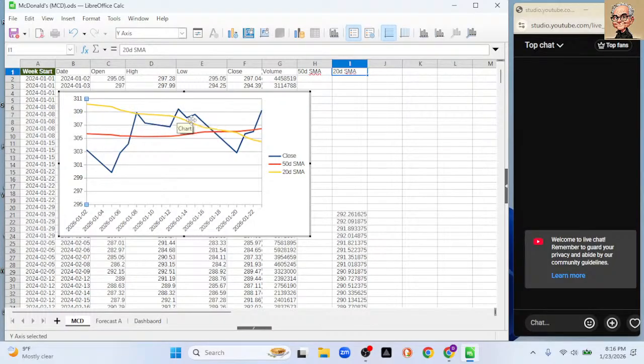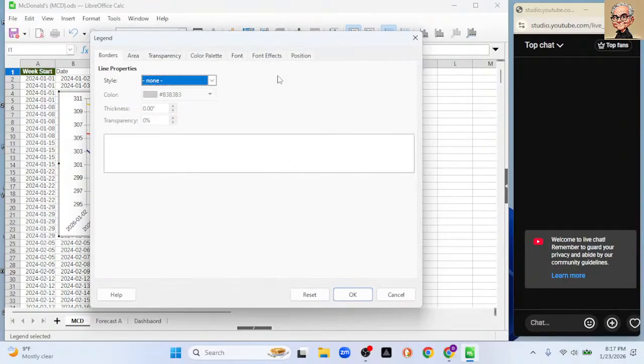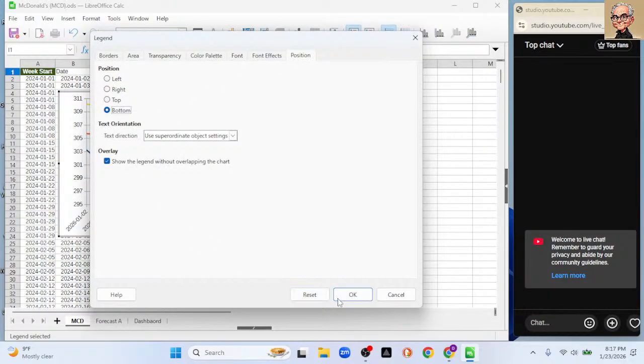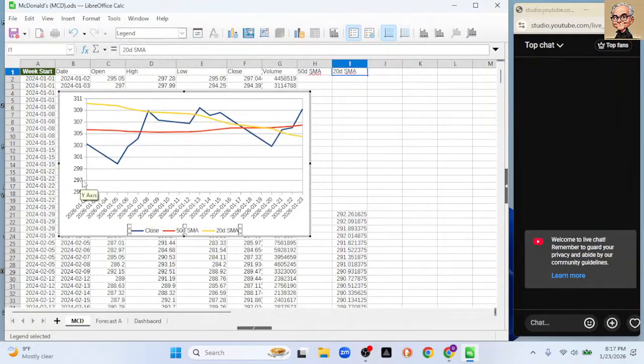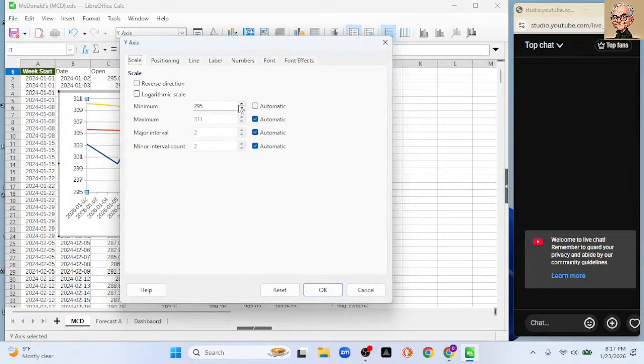You can see here that here's the closing price, right? 21 day, 50 day, all right? So you can see we had a couple crossover events here. Alright, this is what we're really looking for. Over here, let's move this to the bottom. Okay. Let's change this to 296. Okay.